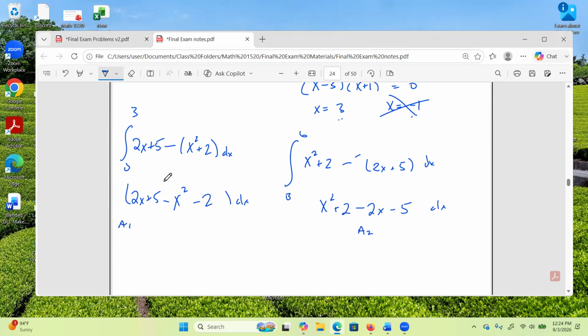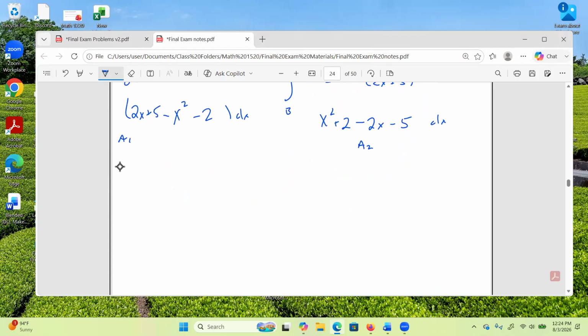All right, let's clean this up a little bit. So we're going to have from 0 to 3. We've got 5 minus 2, let's call that 3, plus 2x minus x squared. I think that's everybody that's here. And it's written in ascending form. Not that it matters, it just makes it a little bit neater. That's kind of the way you want it.